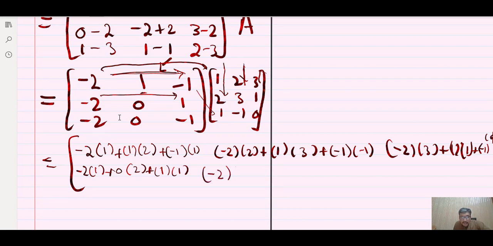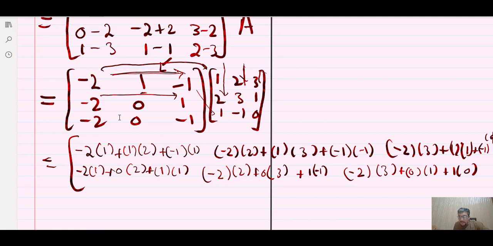Minus 2 multiplied by 2 plus 0 multiplied by 3 plus 1 multiplied by 1 minus 1, and then the second row is going to multiply with the third column, that is minus 2 multiplied by 3 plus 0 multiplied by 1 plus 1 multiplied by 0. Now this third row we have to multiply with this one. So it will be minus 2 into 1 plus 0 multiplied by 2 plus minus 1 multiplied by 1.